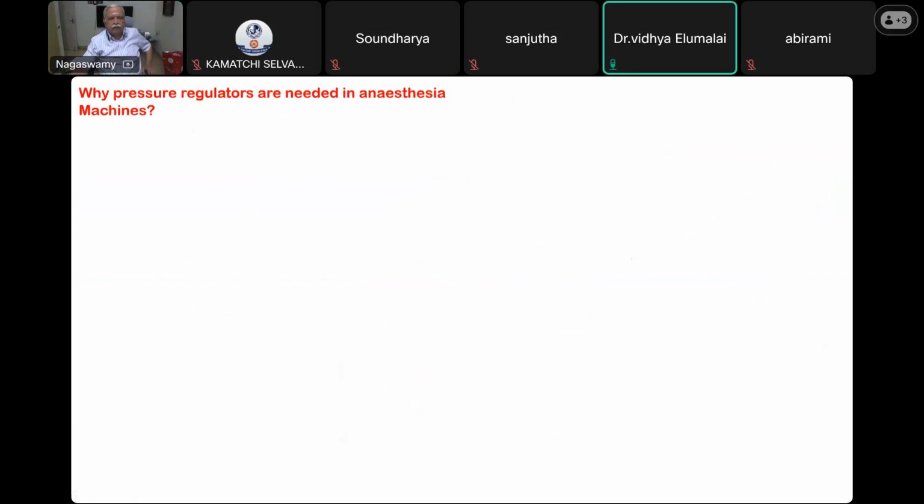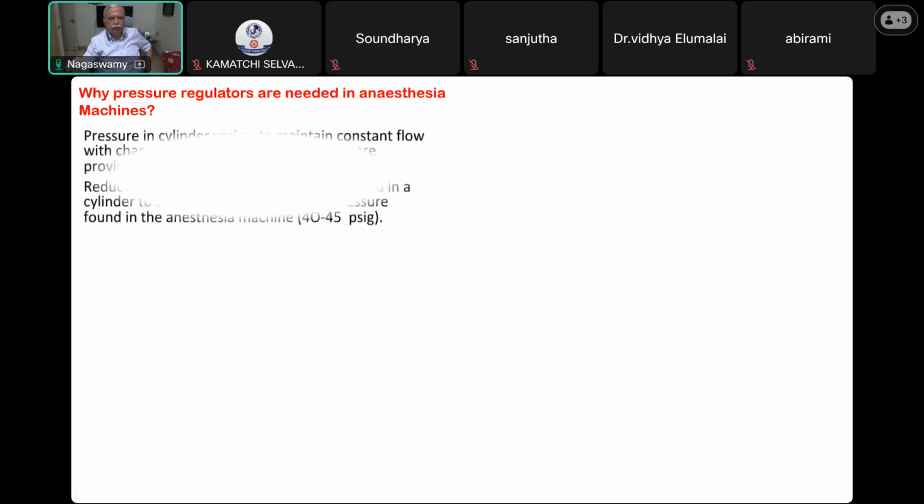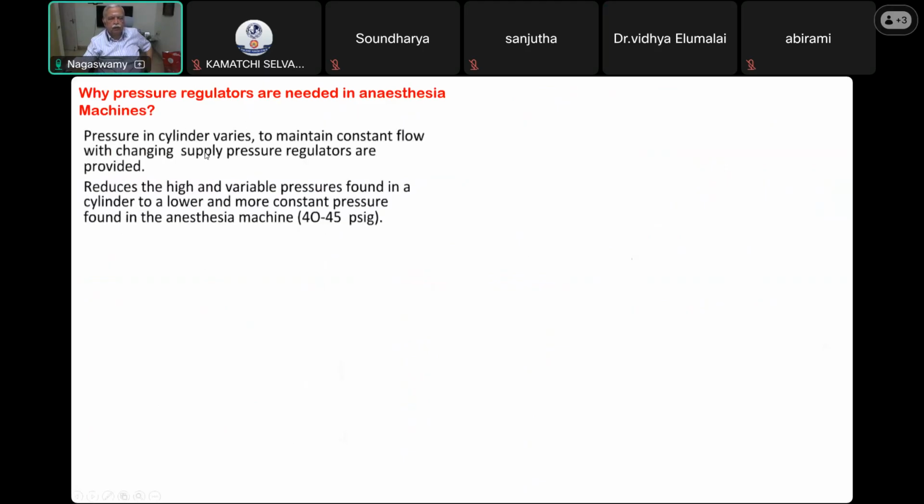To avoid barotrauma and to avoid damage to the flow meter. To maintain constant flow for a changing supply, pressure regulators are needed. It also reduces the high and variable pressures in the cylinder, and also prevents barotrauma.